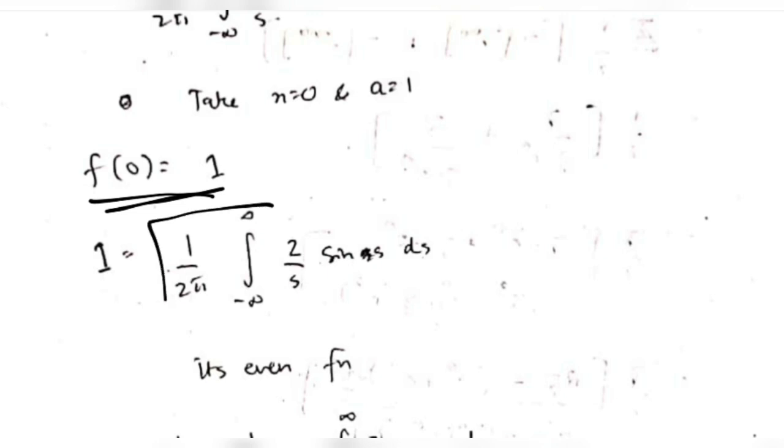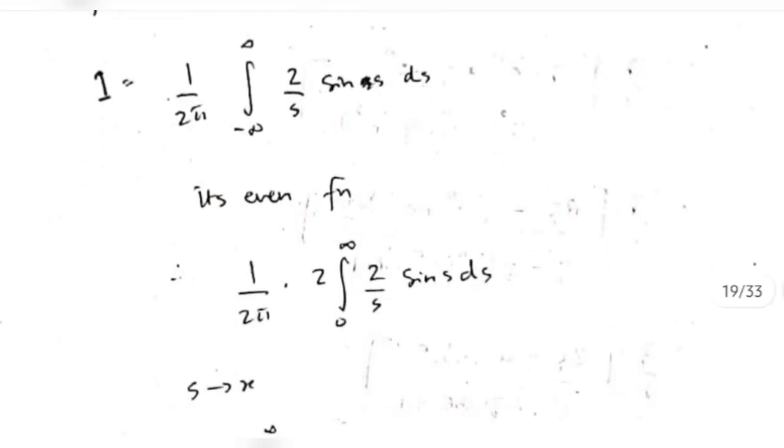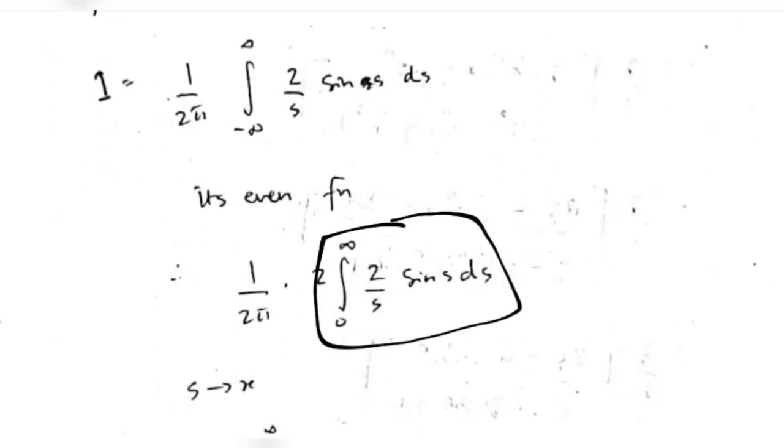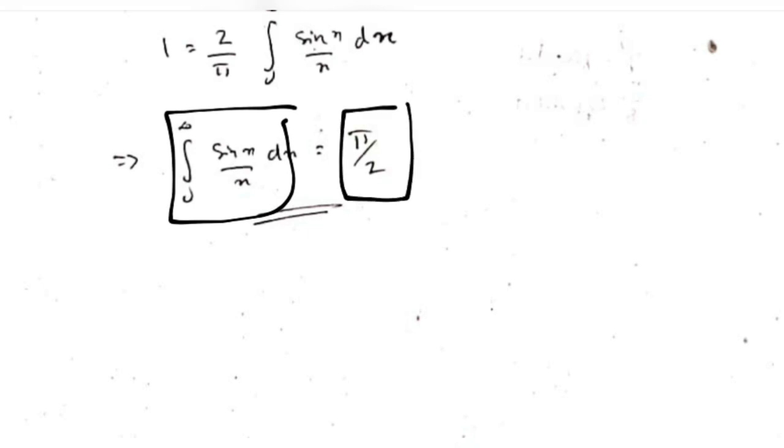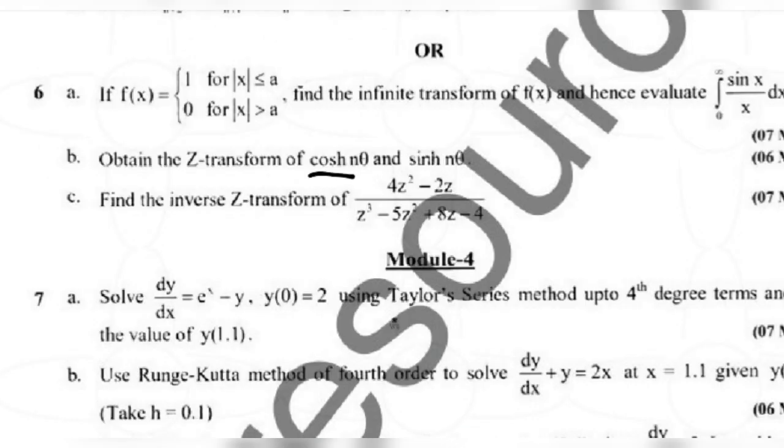So 1 is equal to this term here, and keeping this term aside, we will be shifting all other terms to the left hand side. So we will be getting this term as pi by 2, equivalent to pi by 2, and this is the final answer. The next question is about the derivation.